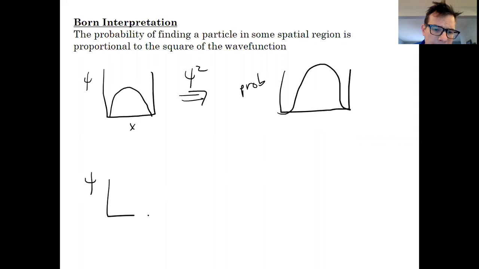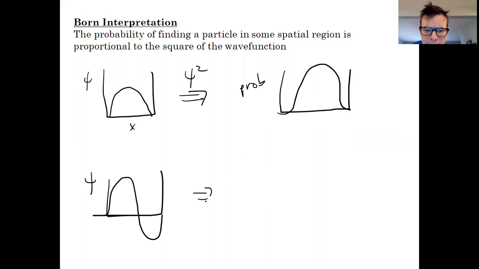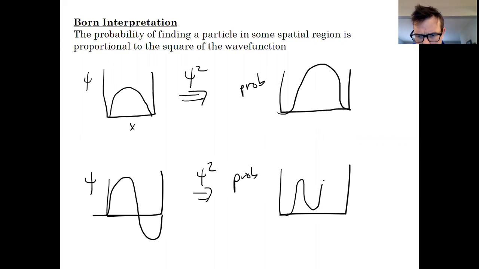Wave functions can be negative, right? And so because I'm squaring it, that is not problematic. When I square it, you make it something that looks like this, and it all kind of works. Right? So I square the wave function, I learn something about probability. But it does turn out to be more complicated than that.